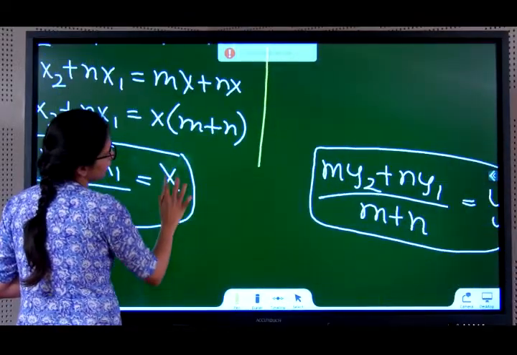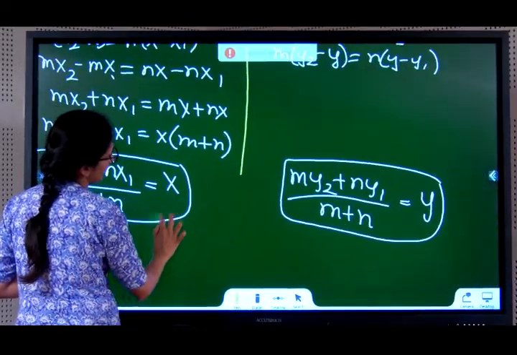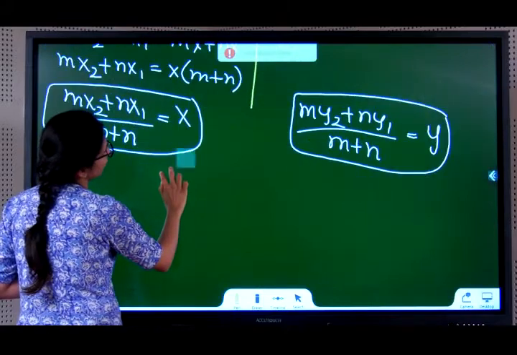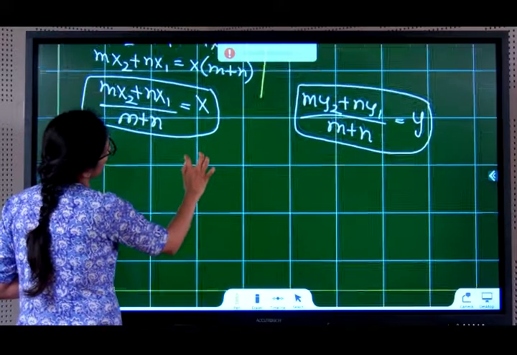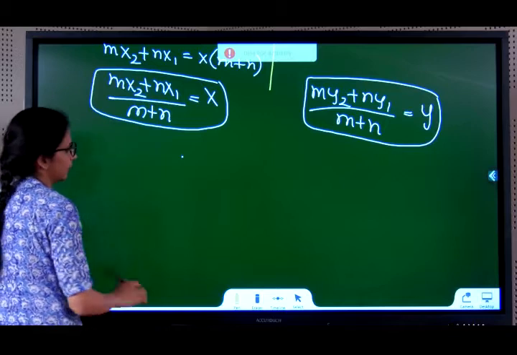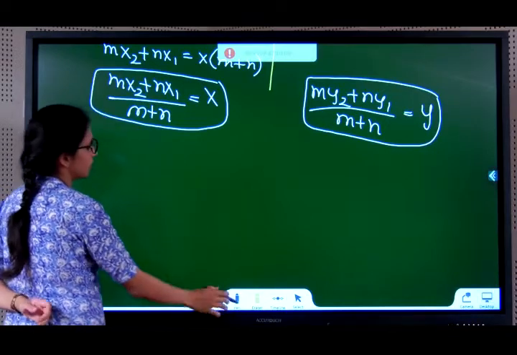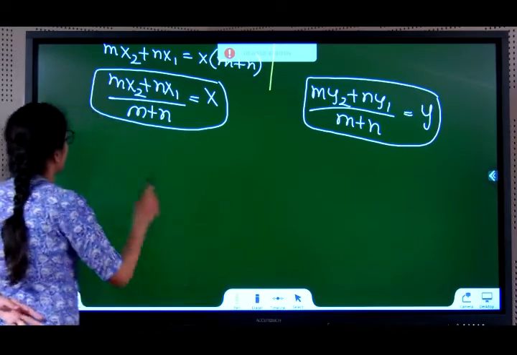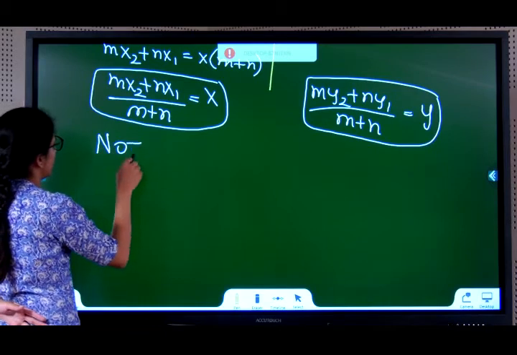So the thing to be noted in this question is, this is your section formula. Now we will be studying a few notes with respect to section formula. I am going to cover all the possible conditions. Okay, so put a note based on section formula.